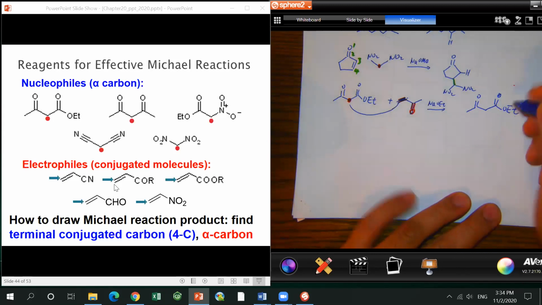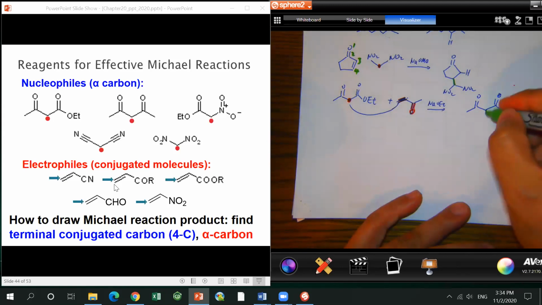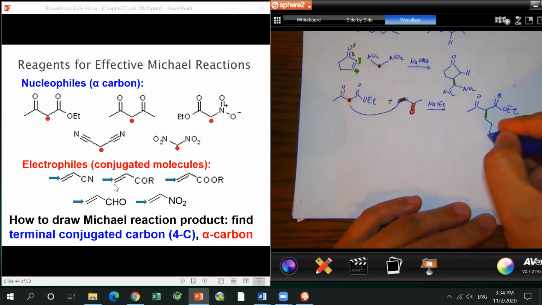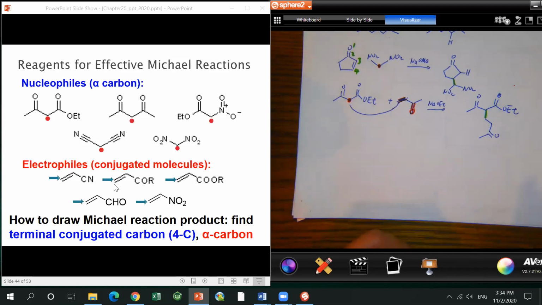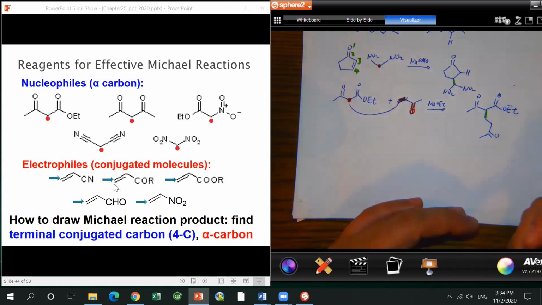So we build a bond between the alpha carbon and the fourth carbon. That's the new bond, and then you count. Quite often some students either get too many carbons between the alpha carbon and the carbonyl carbon, or put only two or four. So that's here.